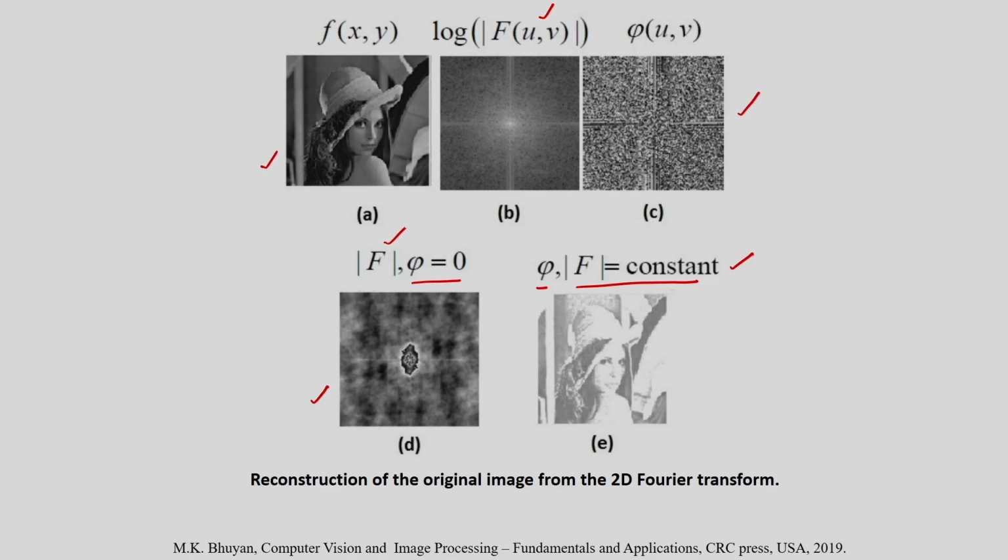So in this example you can see that I want to reconstruct the original image by considering the magnitude information and the phase angle information. If I only consider the magnitude information, or if I only consider the phase information, the perfect reconstruction is not possible. So for perfect reconstruction I need both the magnitude information and the phase information.